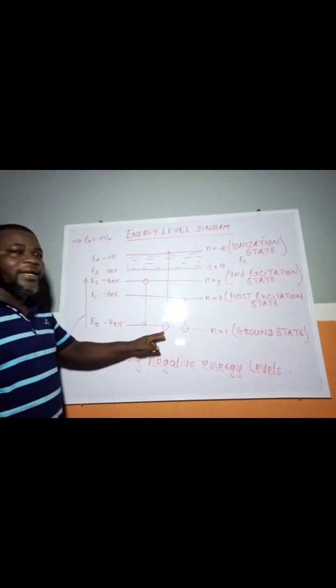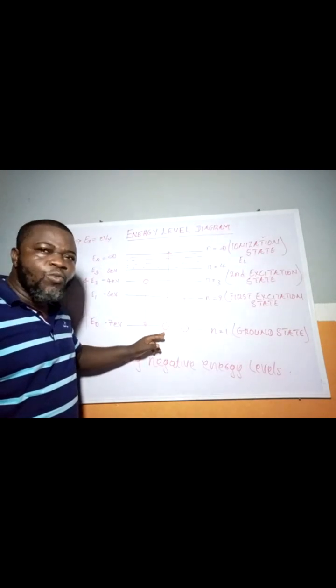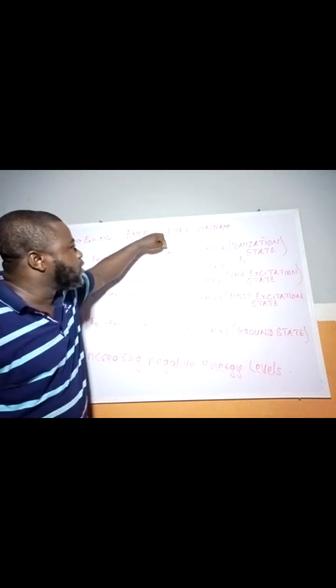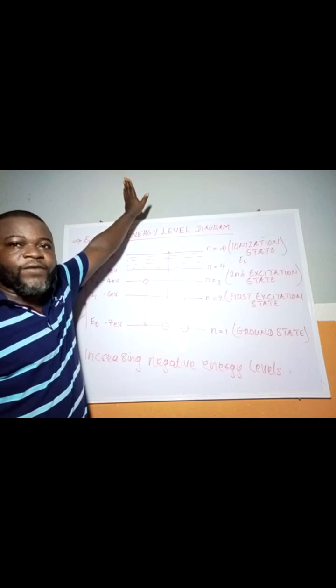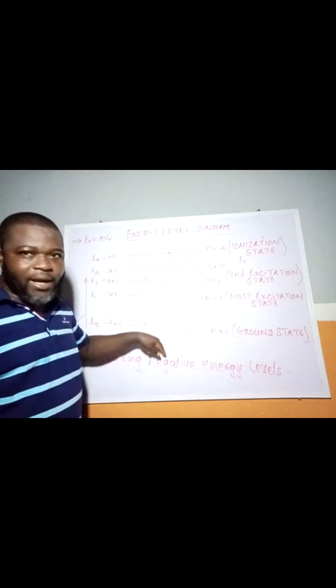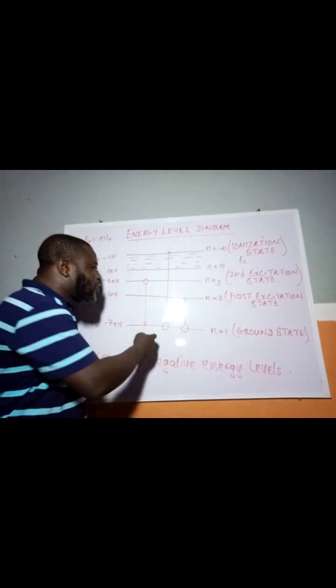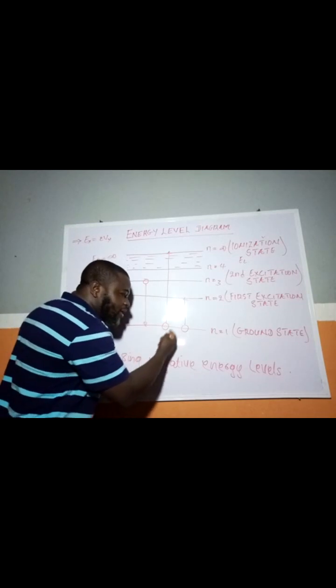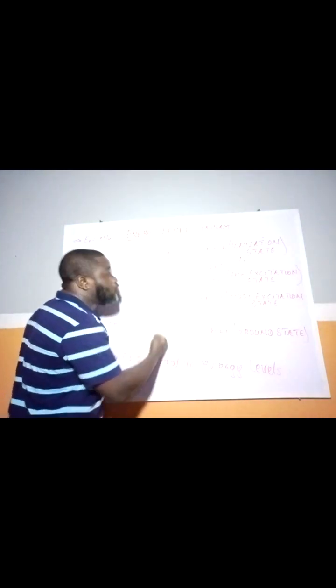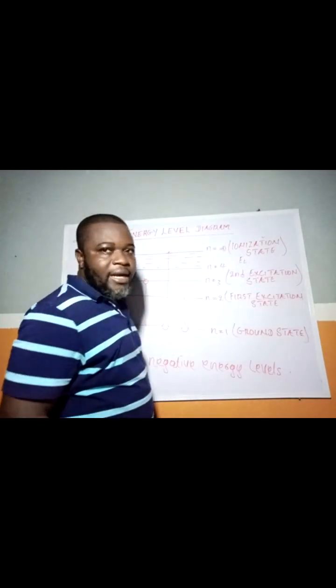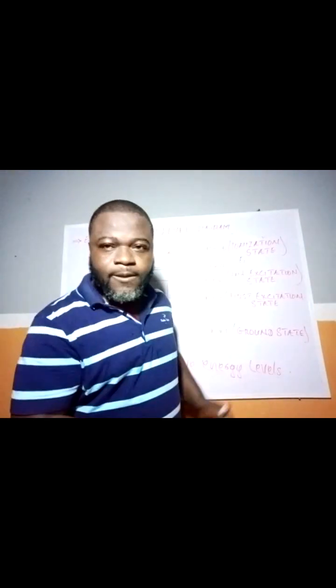Can you see that now? Let me explain that to you. Look at it. You have an electron here. When this electron jumps from here completely to infinity, this electron will not come back. That means that electron has been ionized. It will not come back. The energy required to remove this electron from its ground state is what we call ionization energy. Is that okay?